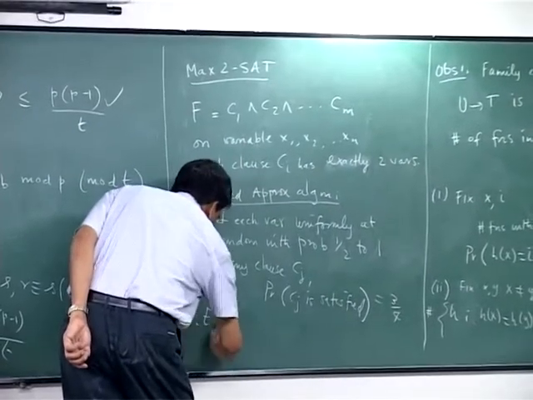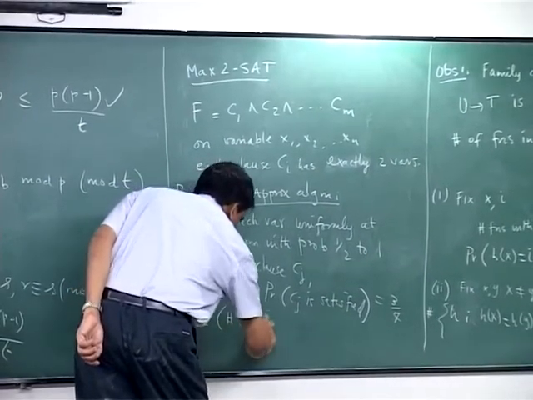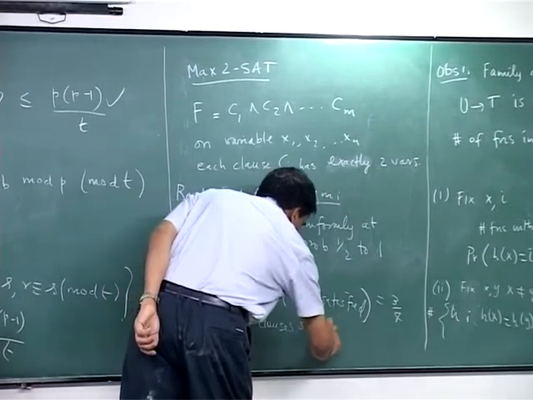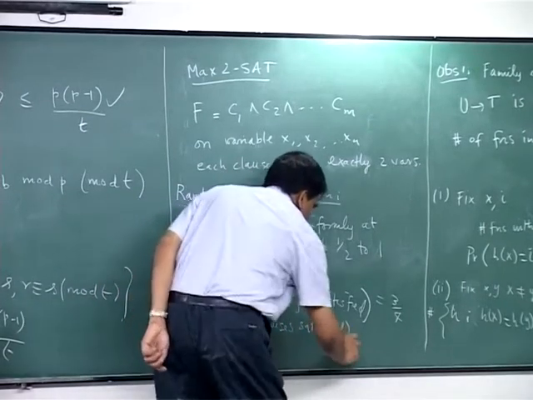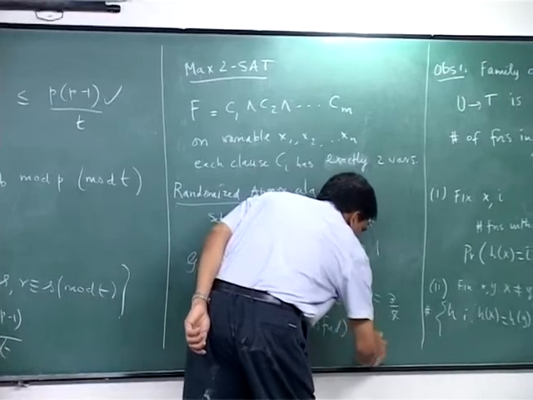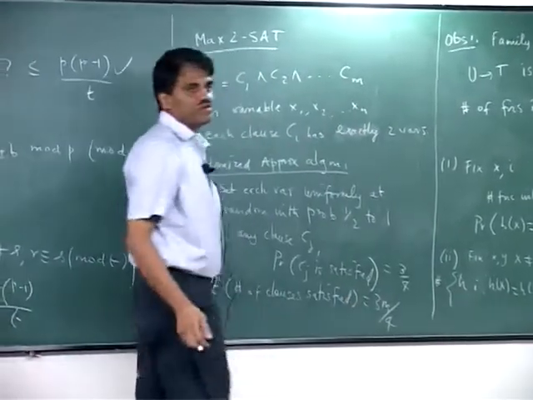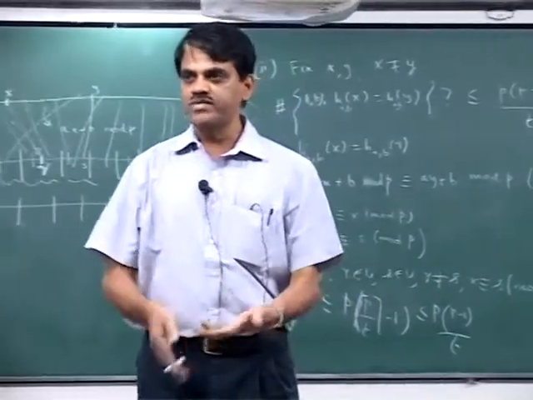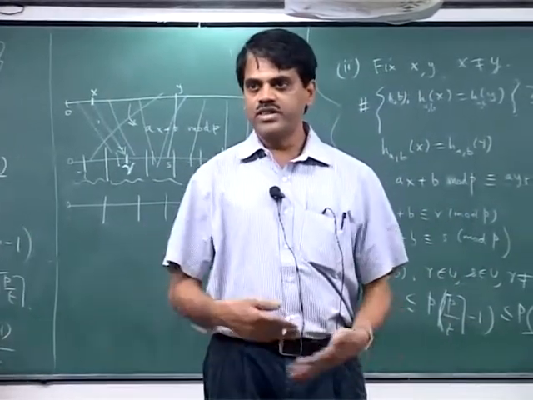Therefore, the expected number of clauses satisfied, by linearity of expectation, is 3m/4, because there are m clauses, and for any clause the probability that it is satisfied is 3/4. So add them all, you get 3m/4.